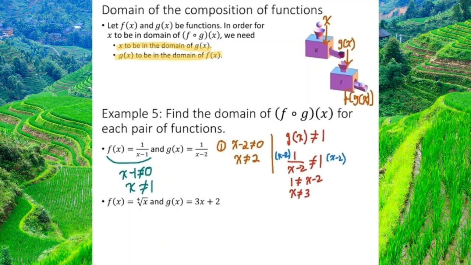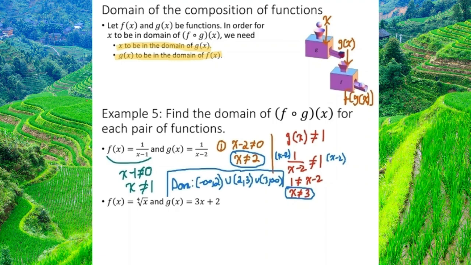So what we've just gotten from this work is if x is any number other than 2, x will pass through g. However, in order to make sure our g of x can pass through f, x cannot be 3 as well, because 3 will pass through g. However, g of 3 is equal to 1, and 1 is not allowed to go through f. So the only two values that make my composition undefined are 2 and 3. So my domain in interval notation will be negative infinity to 2, representing all the numbers smaller than 2, 2 to 3, representing all the numbers between 2 and 3, and 3 to infinity, representing all the numbers bigger than 3.